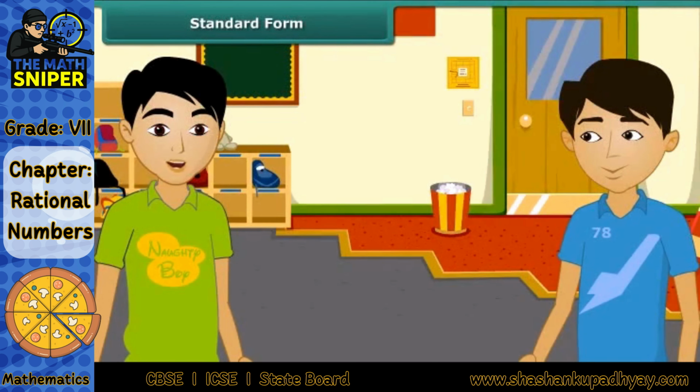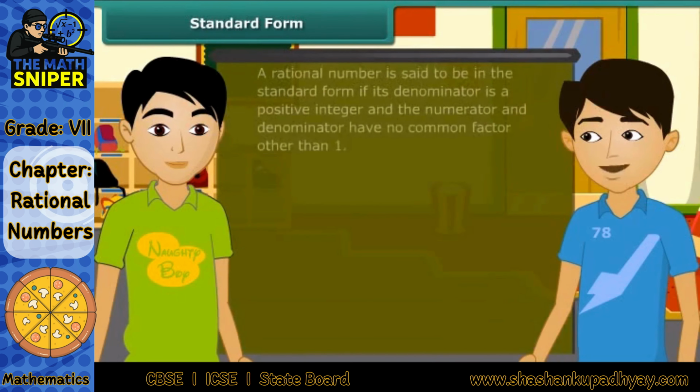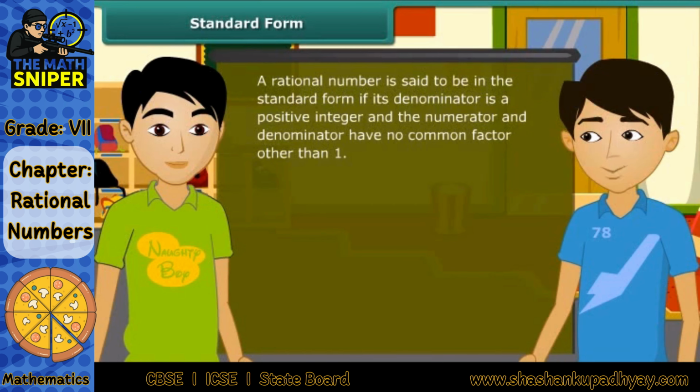Now read this statement. A rational number is said to be in the standard form if its denominator is a positive integer and the numerator and denominator have no common factor other than 1. That is, these all rational numbers are in the standard form. Yes, because their numerator and denominator have no common factor other than 1. And if the numbers are not in the standard form, then they are reduced to the standard form.